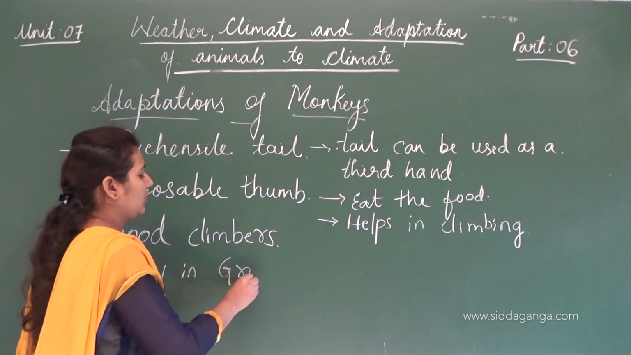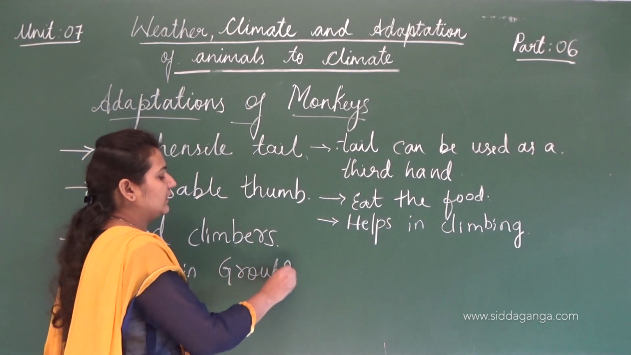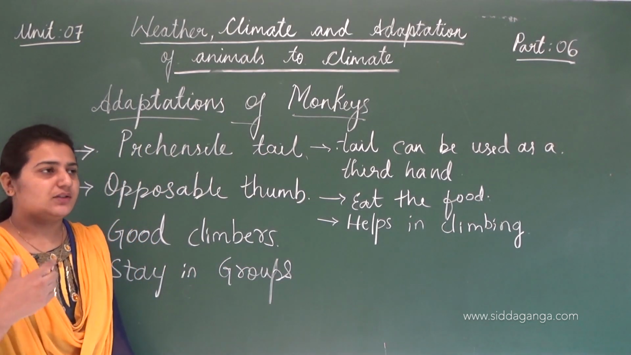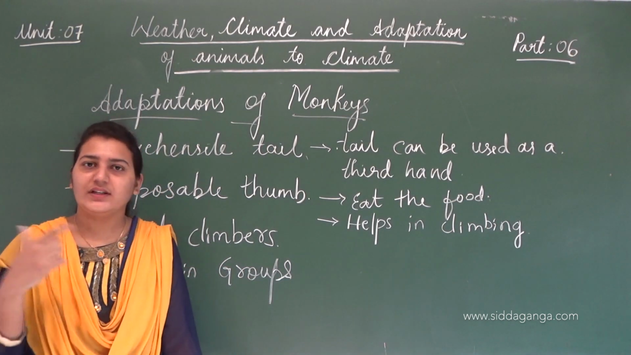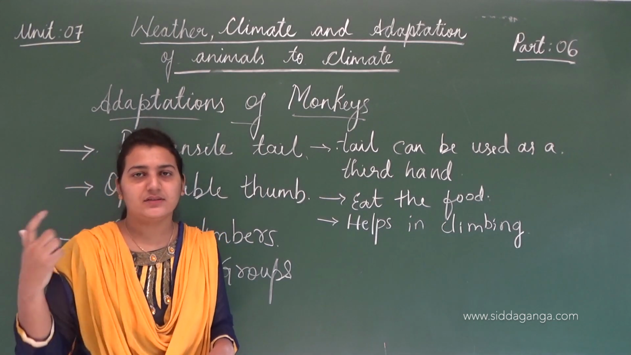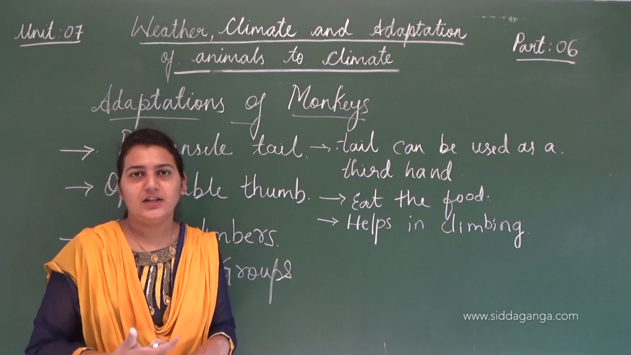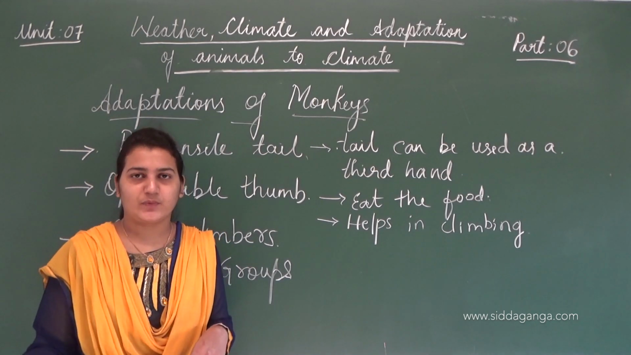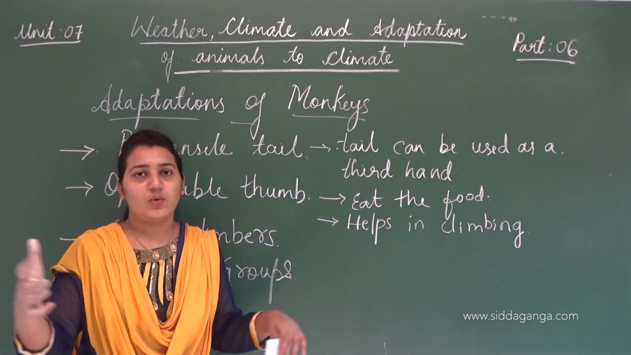Like we have seen, monkeys are always together, right? At least 4 or 5 monkeys will be there. Even in the forest areas they live in groups only. So see, when predators or other animals want to attack a monkey, if there is only one, they can easily attack it. But there are so many.